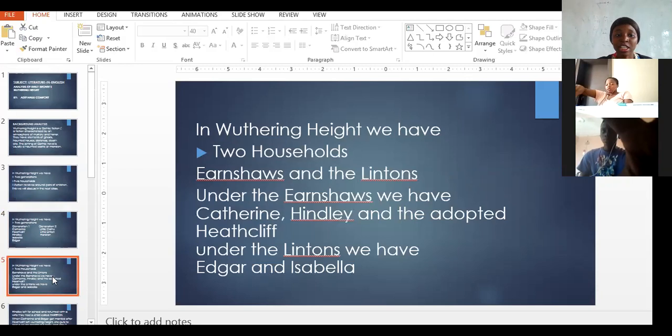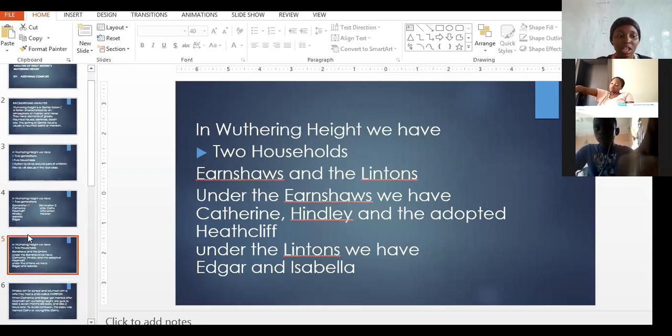Now, we said in Wuthering Heights, we also have two households. We have the Earnshaws and we have the Lintons. Characters under the Earnshaws are Catherine, Hindley, and the adopted Heathcliff. Now, under the Lintons, we have Edgar and Isabella. These are the main characters under the two households.